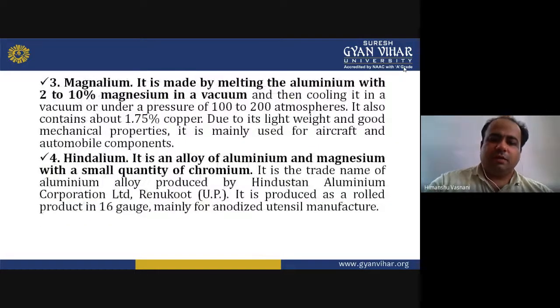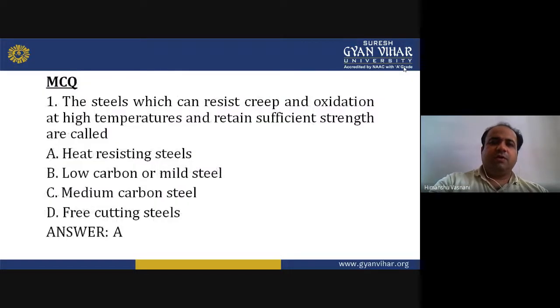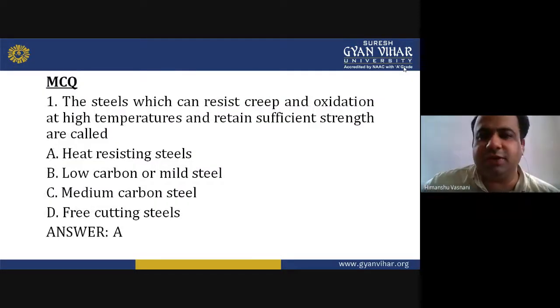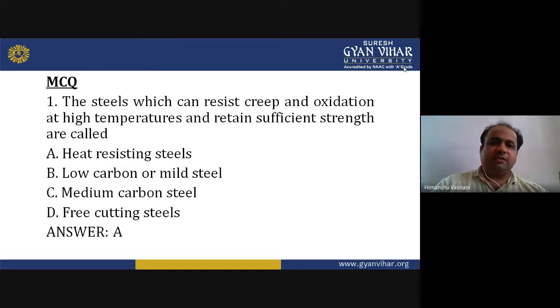So the steels which can resist creep and oxidation at high temperature and retain sufficient strength are called heat resistant steels. We have discussed this heat resistant steel in our slides in this lecture.